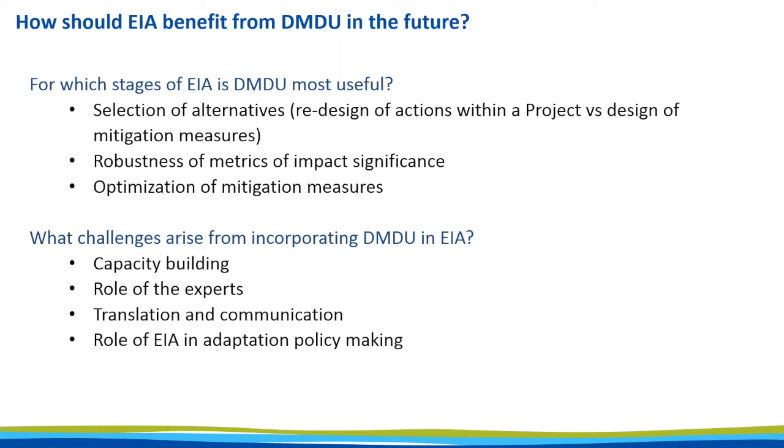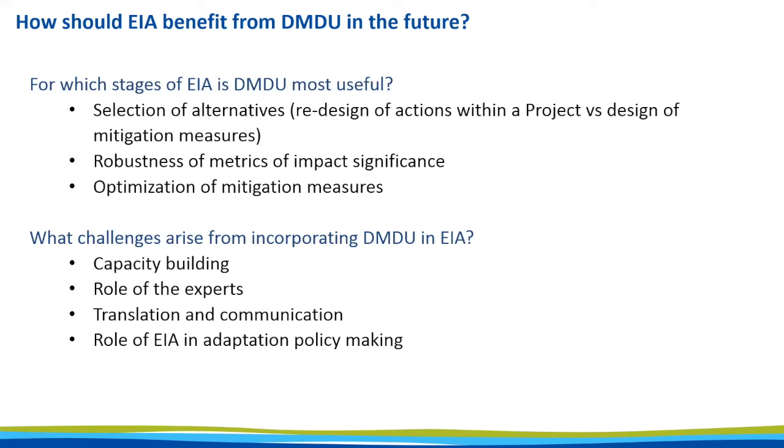So what should the research agenda be for EIA in the context of DMDU? We believe that a lot needs to be done. We don't know for which stages of EIA DMDU is most useful. Should it be for the design or redesign of projects versus the design of mitigation measures, or just testing the robustness of metrics, or optimization of mitigation measures?